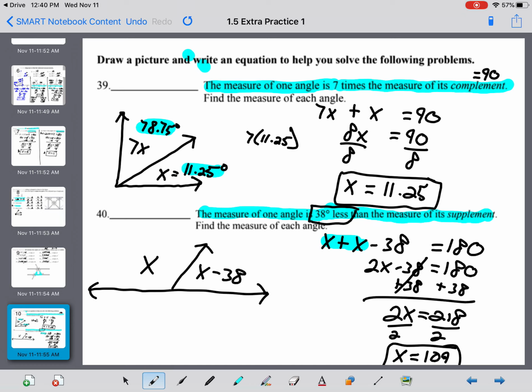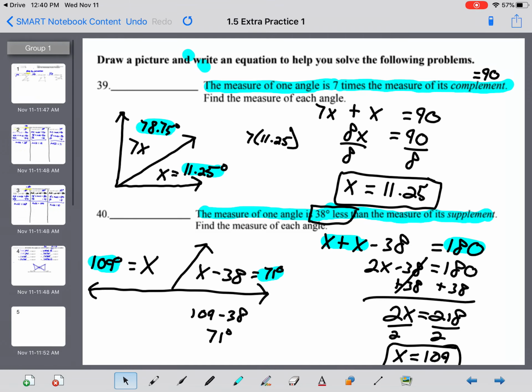Okay, I'm not done though, because we know the first angle is 109. So that's one down, 109 degrees. Our second angle is x minus 38, so it's 109 minus 38, which is 71. So x minus 38 is 71 degrees. And if you add 71 and 109 together, that equals 180.